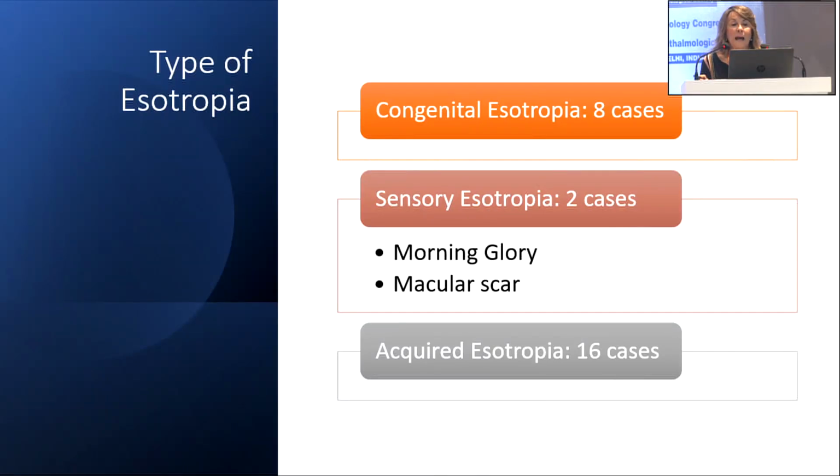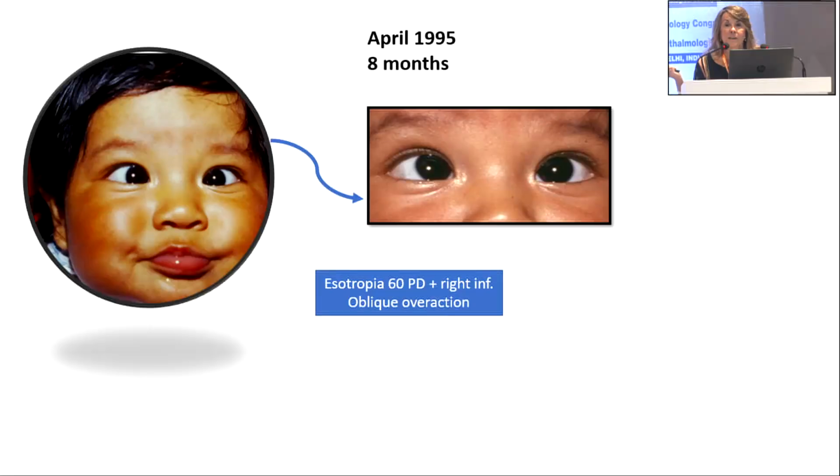So what type of esotropia did we find in our cases? 8 cases presented as a form of congenital esotropia. We found 2 cases of sensory esotropia, and in 16 cases, the esotropia was acquired. Some of the cases had more than 1 etiology or cause. And let me finish my presentation describing one of these cases where we had multiple causes.